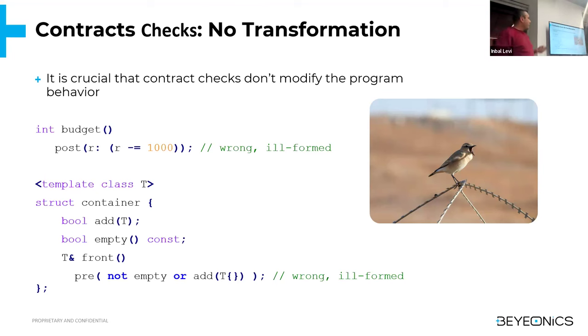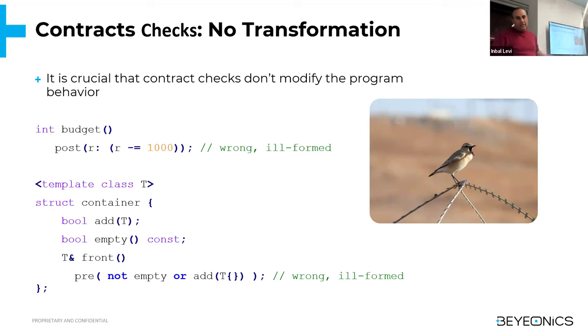No transformation inside the contract itself because it will be wrong. If you have a function that takes the post and just the return value takes less than 1,000, it's ill-formed, you cannot change the return value inside the postcondition. It's simply not allowed. So when you say ill-formed, that's undefined behavior? No, it's not compiling, it's not a program. It's like you wrote Shakespeare. It's not allowed to be translated into a binary. This is ill-formed.